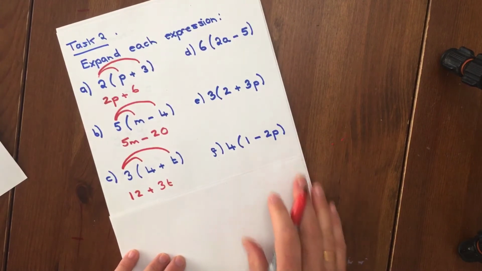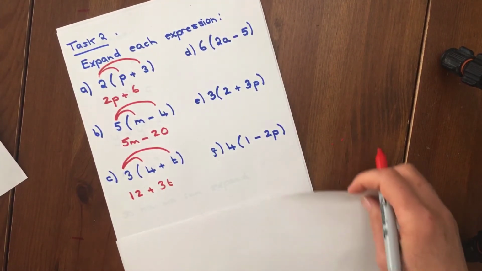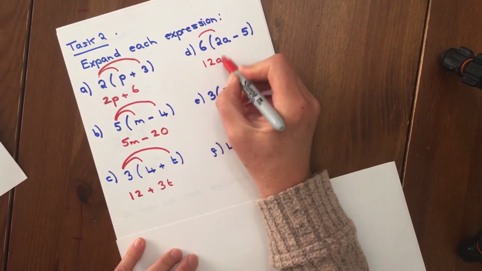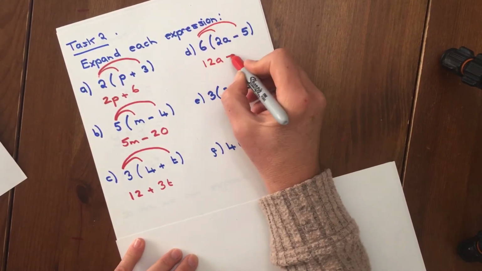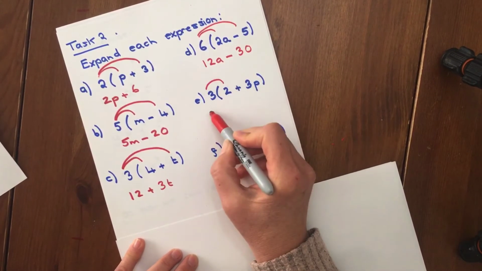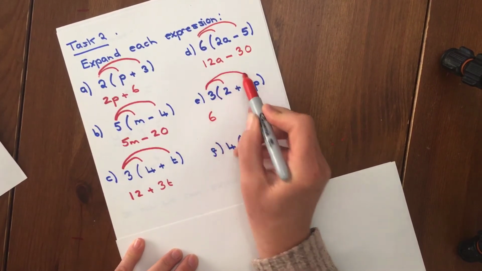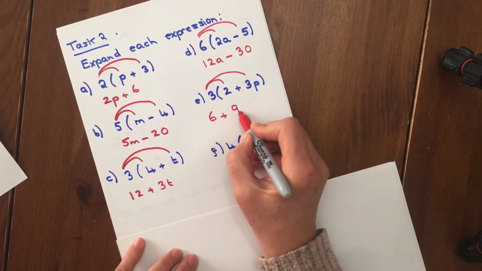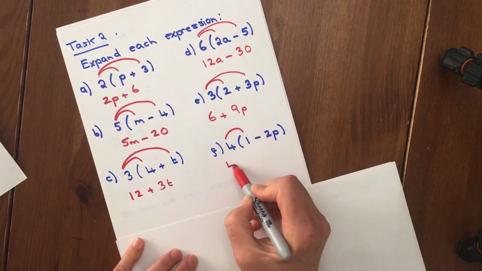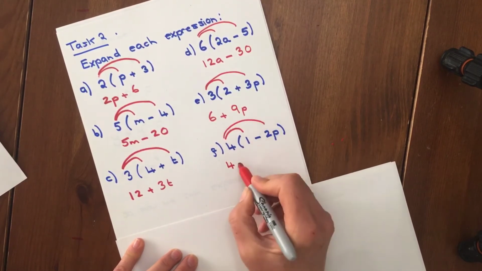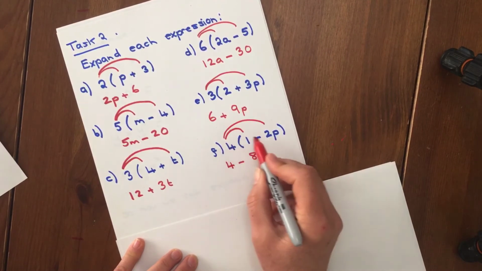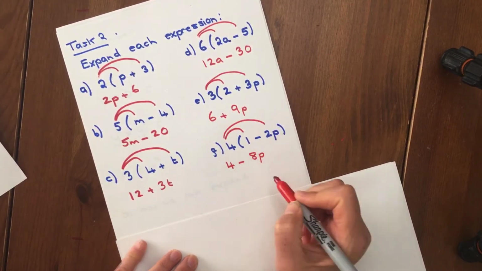Okay, part D, 6 times 2a, 12a, 6 times negative 5, negative 30. E, 3 times 2 is 6, 3 times 3p is 9p. And F, 4 times 1 is 4, 4 times 2p is 8p. We've got a minus, so it's 4 times minus 2p is minus 8p.